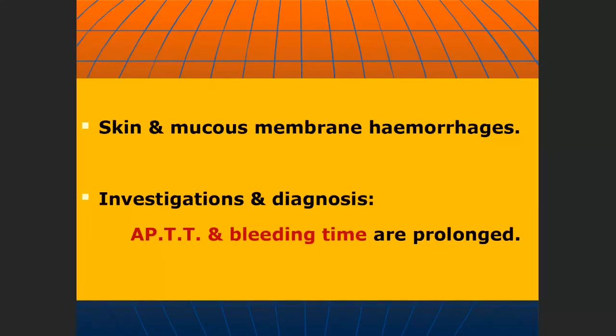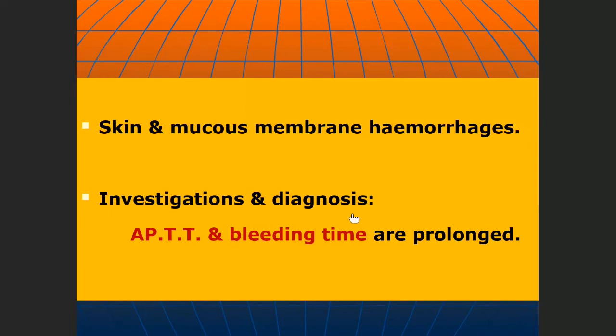The bleeding in von Willebrand disease is a platelet type of bleeding. It occurs in the skin and mucous membranes mainly. But if the disease is severe, in the severe subtype of von Willebrand disease, you can get bleeding into muscles, you can get bleeding into joints. Again, commonly in von Willebrand disease, the bleeding is a platelet type of bleeding. That is, it occurs in the skin and in the mucous membranes.